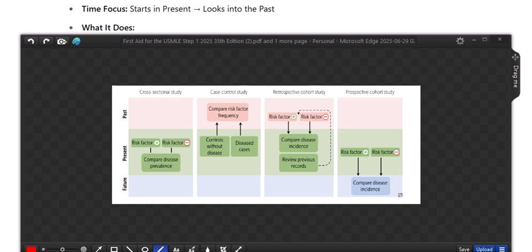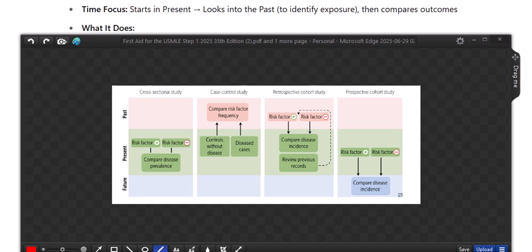3. Retrospective cohort study. Time focus: starts in present, looks into the past to identify exposure, then compares outcomes. What it does: selects individuals based on past exposure from records, then compares disease incidence between exposed and unexposed groups. Example: reviewing old medical records to see if patients who used a certain drug developed heart disease more often than those who didn't. Key point: measures relative risk, RR. Exposure precedes disease even though analysis is retrospective.